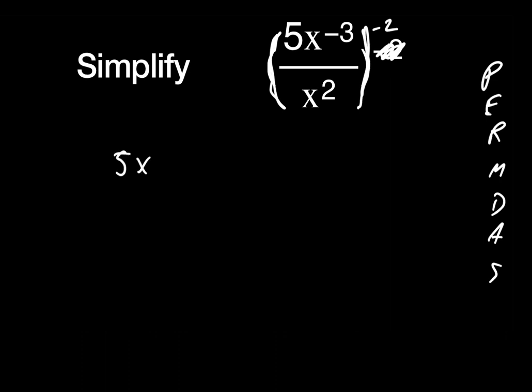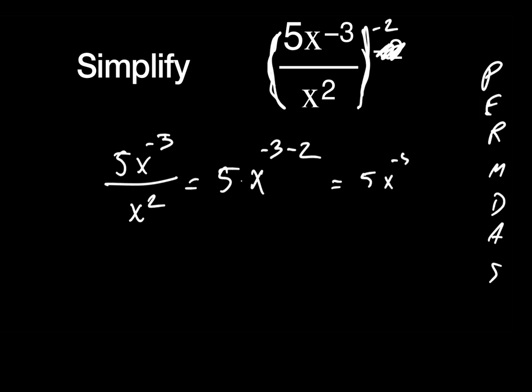I have 5x to the negative 3rd over x squared. Using my principles here, it's going to be 5 with exponents x to the negative 3 minus 2, because when I'm dividing terms with the same base, I am subtracting exponents. So that's going to be 5x to the negative 5th, which is 5 over x to the 5th.